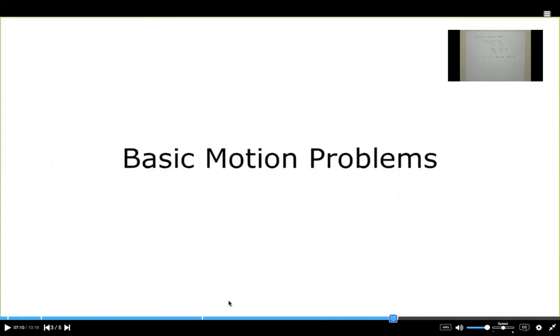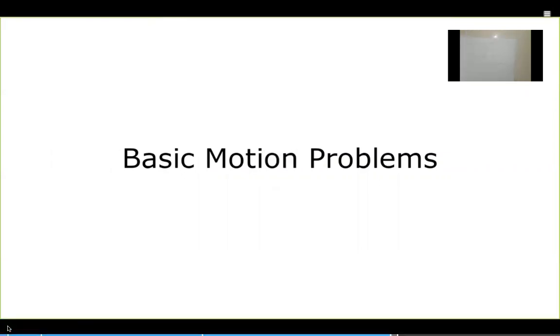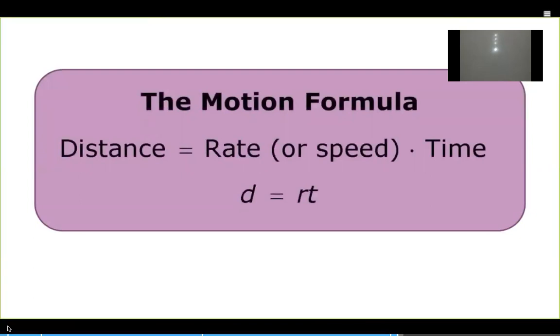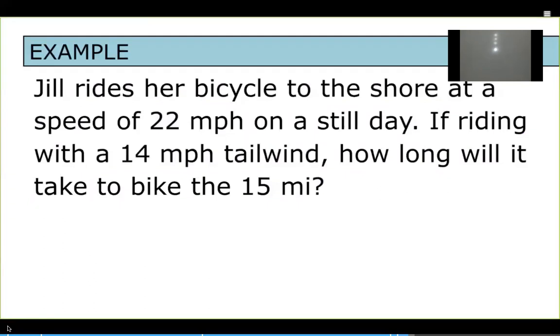Okay, motion problems. Basic motion problems. The motion formula is distance equals rate or speed times time, written as d equals rt. Example, Jill rides her bicycle to the shore at a speed of 22 miles per hour on a still day. If riding with a 14 mile per hour tailwind, how long will it take to bike the 15 miles?